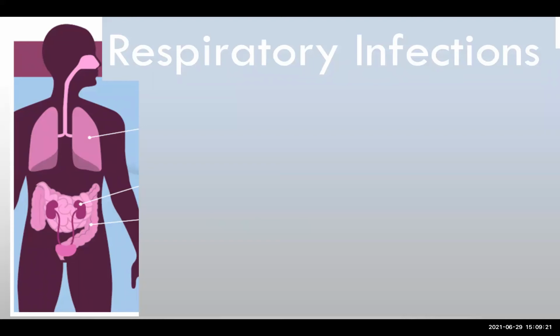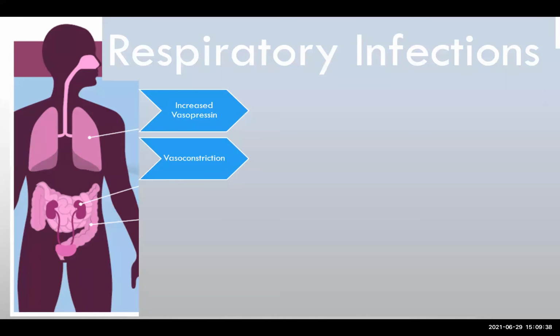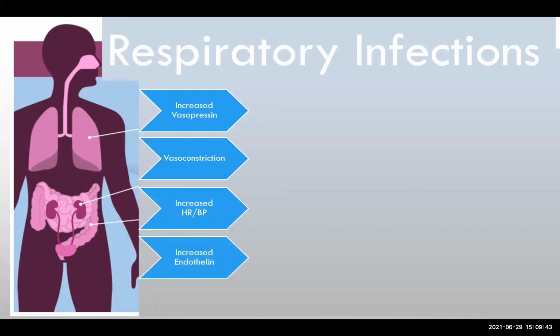So let's go through the pathophysiology of the respiratory infections and how they progress to sepsis, and what you're going to see when you actually do your physical exam. Sepsis causes an increase in vasopressin, and the vasoconstriction, increased heart rate, blood pressure, and increased endothelin are all activated by ischemic hypoxia and the sympathetic nerve-adrenomedullary system. So it increases those catecholamines, angiotensin, vasopressin, and endothelins.